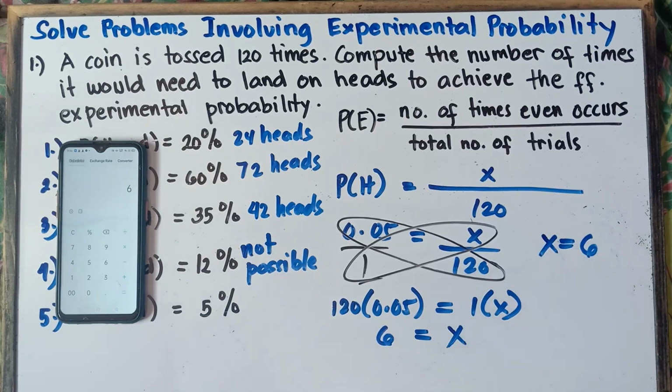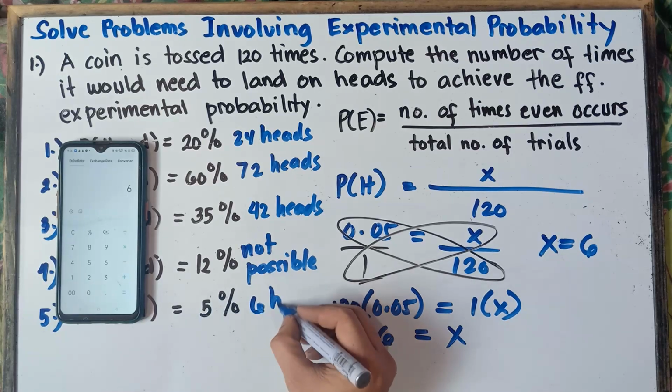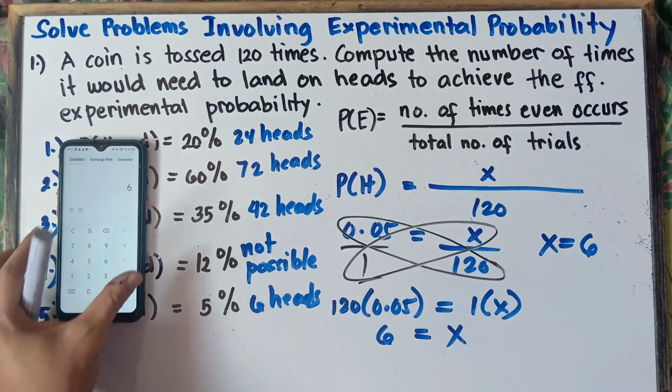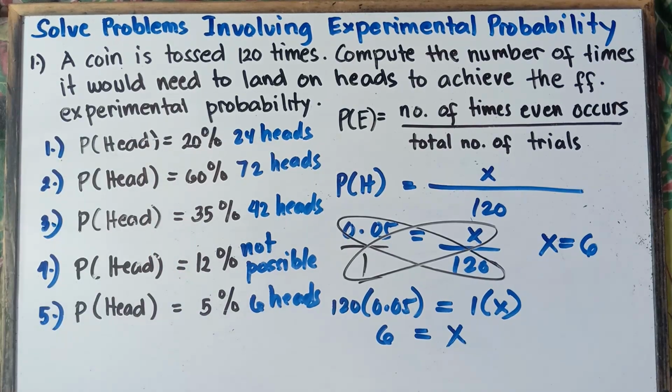We call that one, class, the symmetric property. Alright, so therefore the number of heads, there would be 6 heads in this given 5%. And we're all set, class, with regards to example number 5.